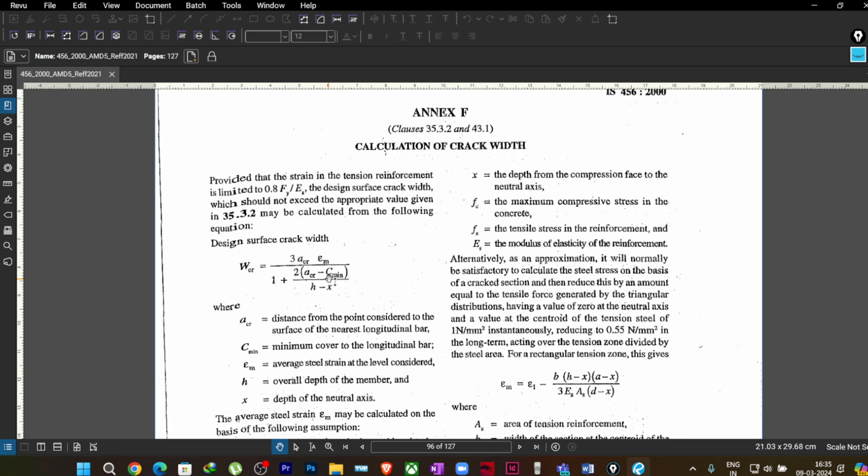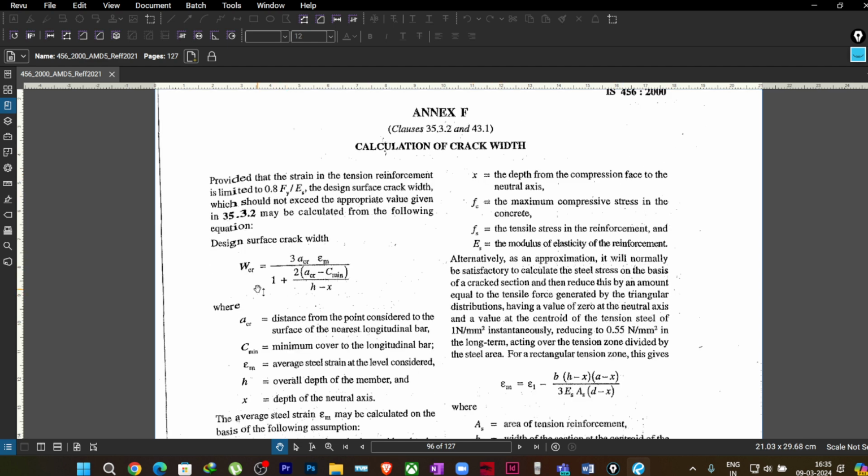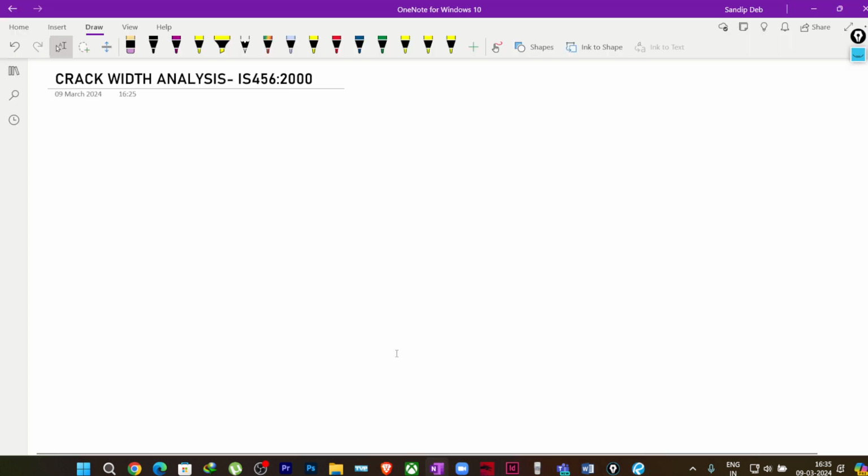So here you can see Annexure F, clauses 35.3.2 and 41.3 of IS 456-2000. They have given the design surface crack width. So this crack we are going to calculate at the surface of the section. And this crack is basically due to the bending, the tension due to the bending. You all know that we get cracks when the concrete is under tension.